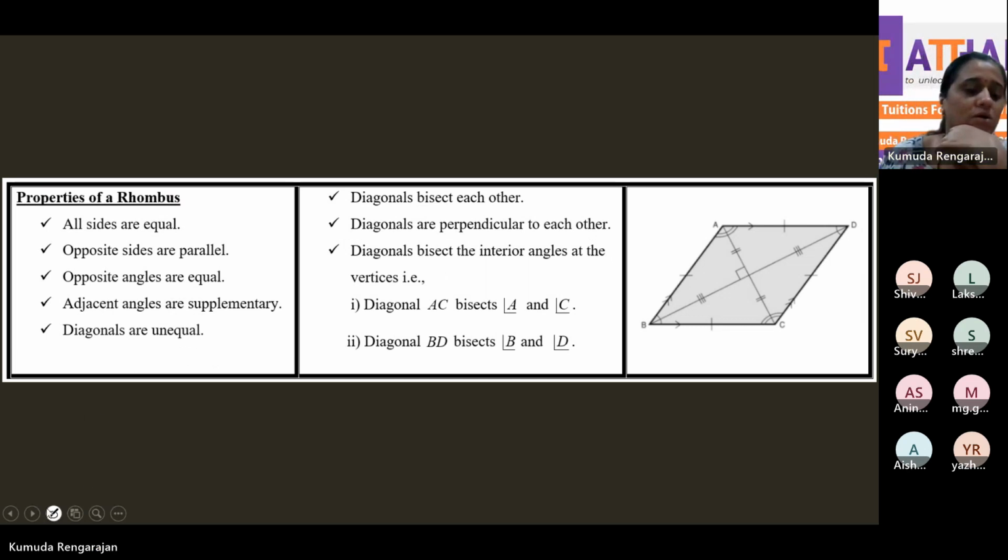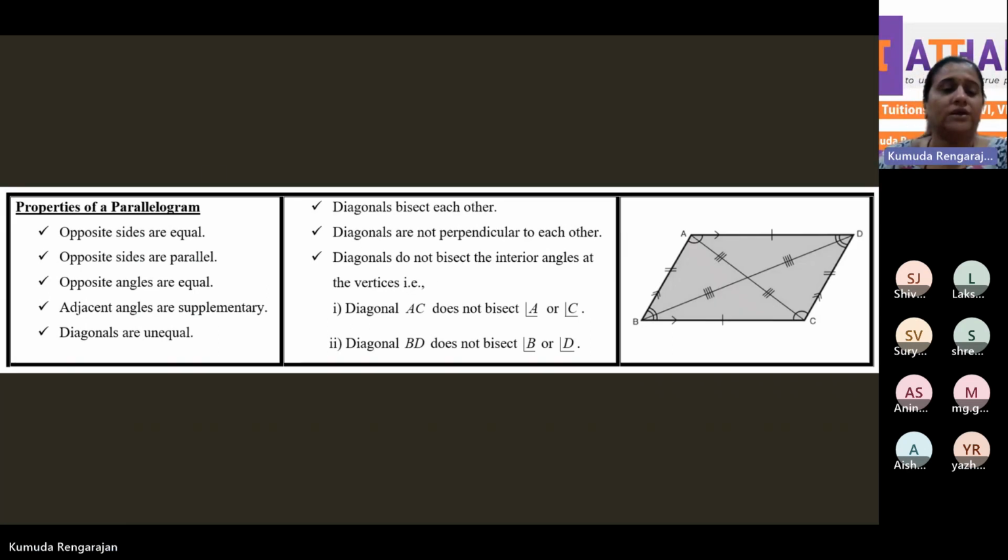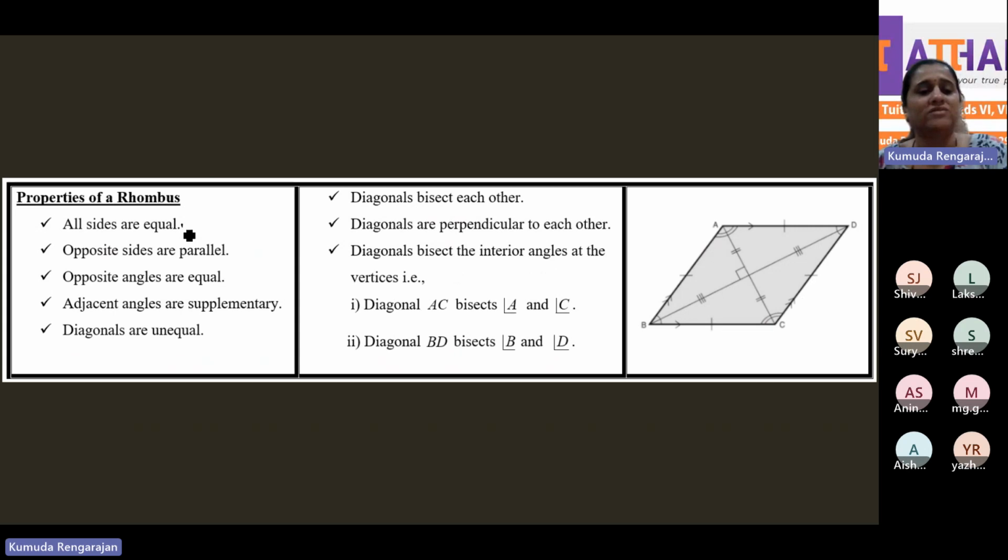Rhombus. All properties of a parallelogram hold good for a rhombus, but the properties are still more modified here. You'll have something extra, something that distinguishes a rhombus from a parallelogram. Something more special. So in a parallelogram, opposite sides are equal. In a rhombus, all sides are equal.